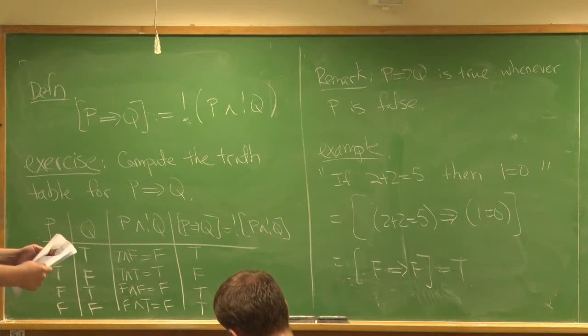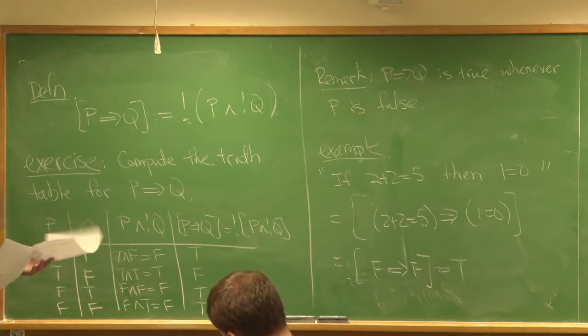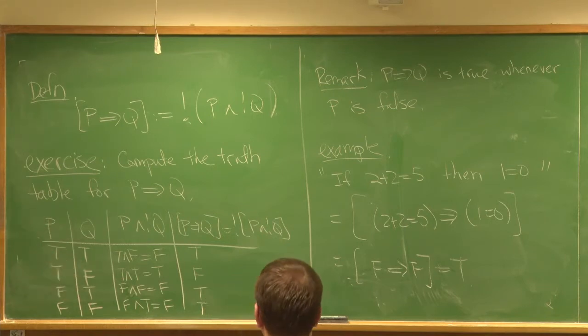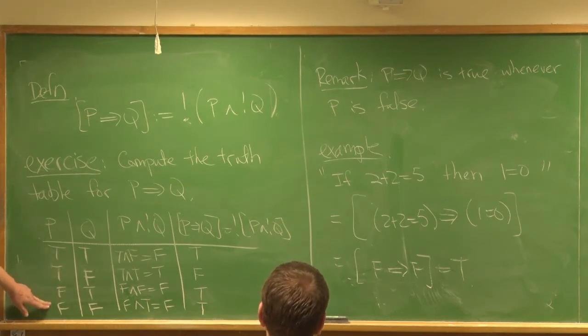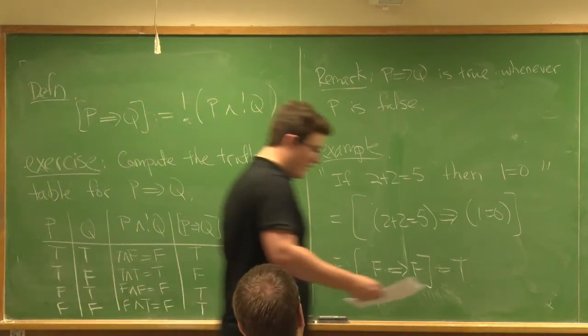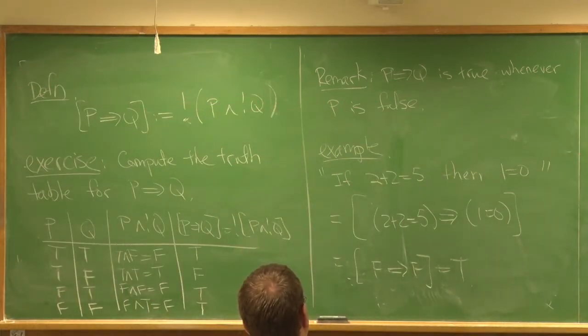So you just have to be aware of this, and this is the convention that we make. Is that the bottom row of the truth table? Exactly. That corresponds to the bottom row of the truth table. So that's how the truth table for this thing breaks down.